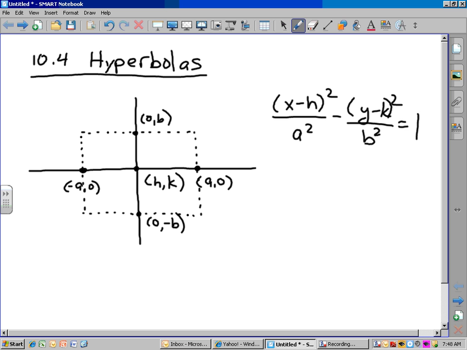Now, the fundamental rectangle allows us to draw asymptotes. The hyperbola has two asymptotes. Asymptotes are drawn from the center out through each corner of the fundamental rectangle. So we're just about ready to draw the hyperbola.